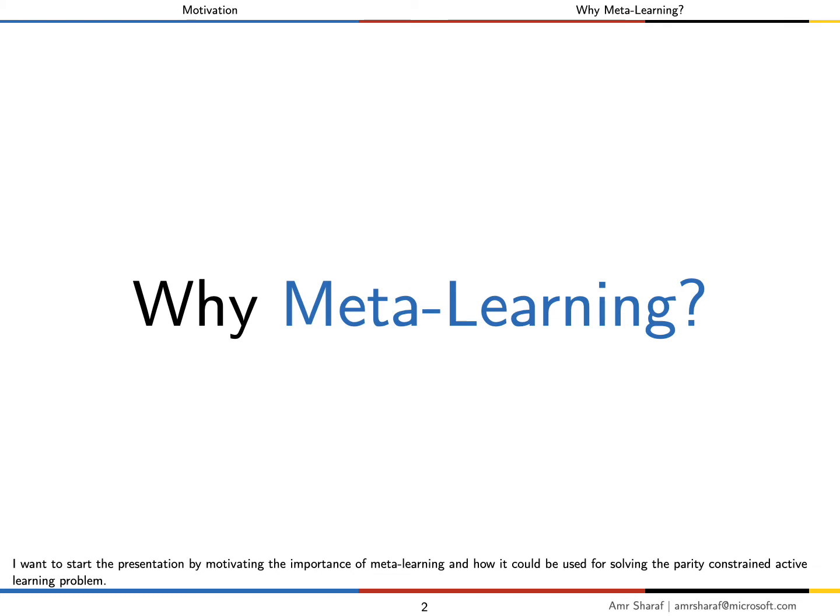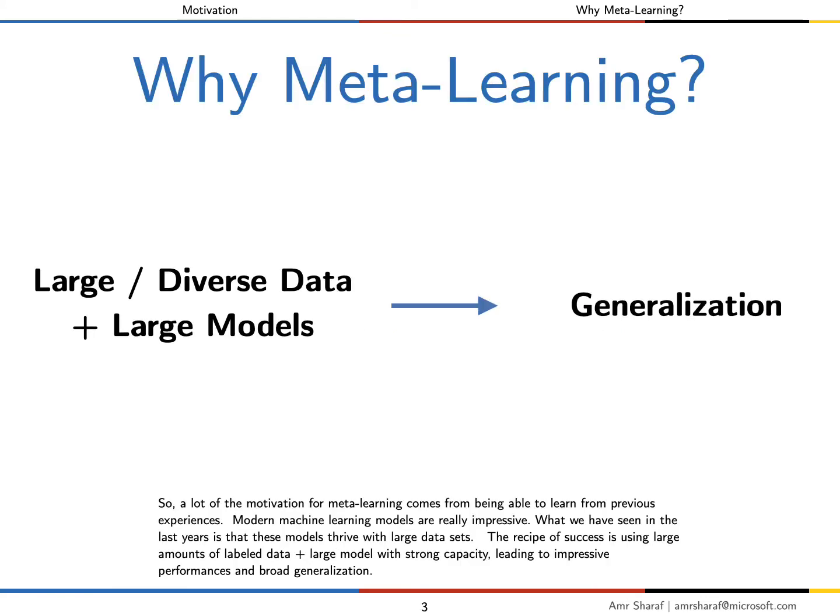I want to start the presentation by motivating the importance of Metalearning and how it could be used for solving the parity constraint active learning problem. A lot of motivation for Metalearning comes from being able to learn from previous experiences. Modern machine learning models are really impressive, and what we have seen in the last few years is that these models thrive on learning with large amounts of labeled data sets, where the recipe of success is using large amounts of labeled data in addition to a large model with a strong capacity, leading to impressive performances and broad generalizations.